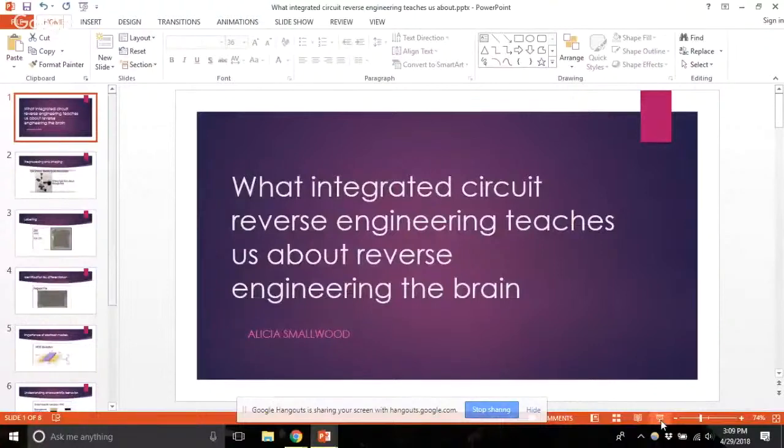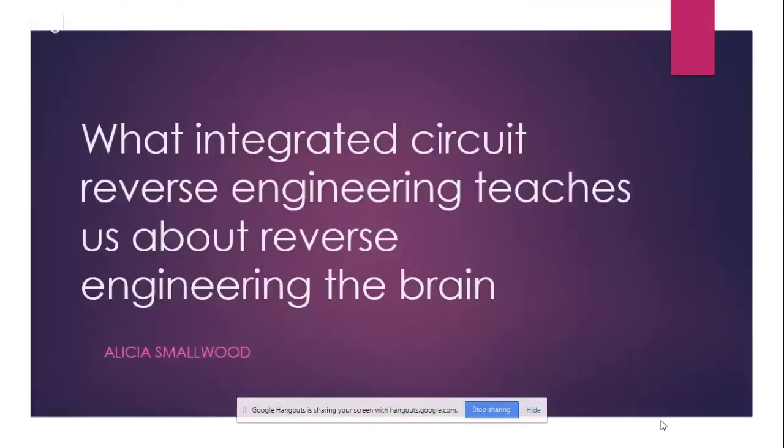So I'm here to tell you a bit today about what integrated circuit reverse engineering can teach us about reverse engineering the brain. We are hoping Ken Sheriff could introduce us to integrated circuit reverse engineering today, but he was unfortunately unable to join us. So instead, like I said, I'm going to be sharing with you what I see reverse engineering can teach us, and I'll be using a series of YouTube clips from one of his previous talks to help highlight some of these key points.